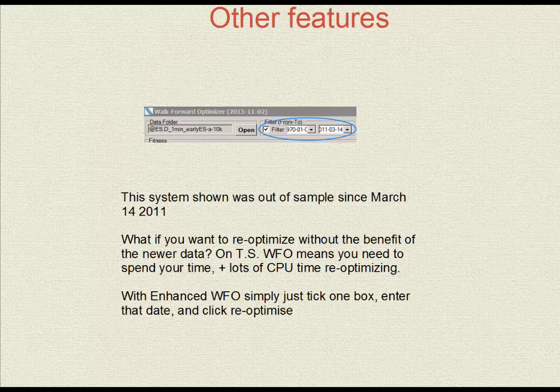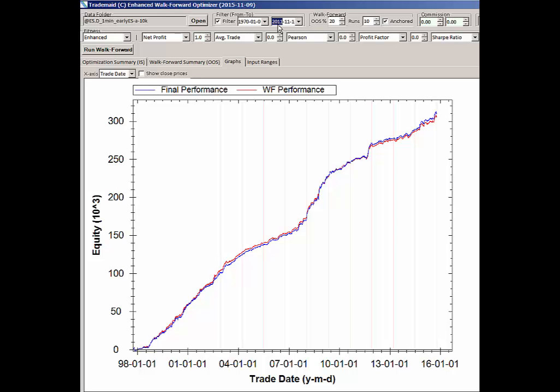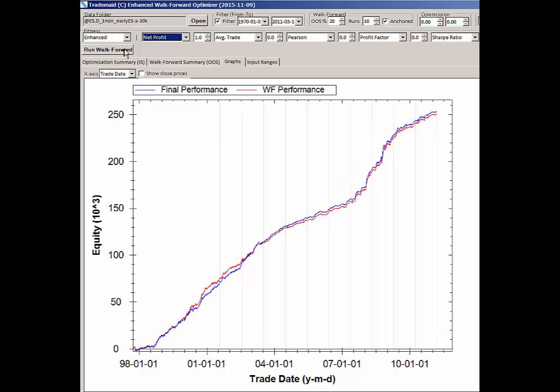The system shown here was 3.5 years out of sample. I wanted to test the Enhanced Walk Forward Optimizer with no more data than what was available at the out of sample date. Then apply Enhanced Walk Forward Optimizer's new features and fitness functions to see how the last 3.5 years out of sample would go. On TradeStation, we would have had to re-optimize the entire dataset again, which is many hours of CPU time, and then run Walk Forward Optimizer. But now, with Enhanced Walk Forward Optimizer, change the date, a few seconds later, click, and it's done.